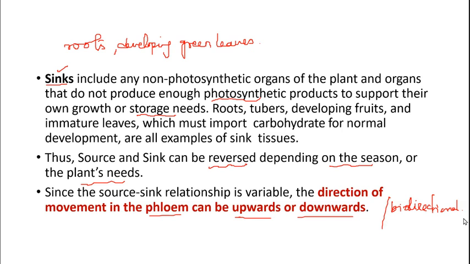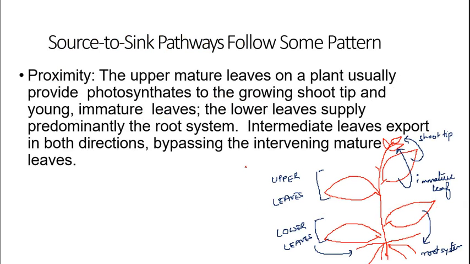Okay, so several factors we need to know which follow the source sink pathway. Proximity. So see here the larger leaves are there and here the developing leaves and the shoot tip is there. Whichever leaf is closer will provide the photosynthate to that sink. Whichever source is closer to the sink, that source will supply the photosynthate to that sink.